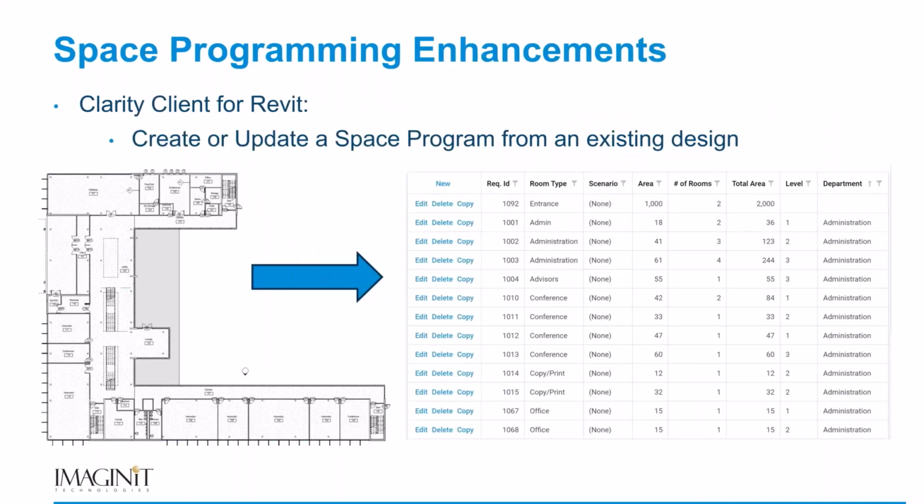All right, moving forward to space programming enhancements. Clarity Space Programming is a module that's been out for 1 year now, and it's targeted at architects who do early stage space programming and planning operations, sometimes before the Revit model even exists. And since the beginning, we've been giving demonstrations of it.